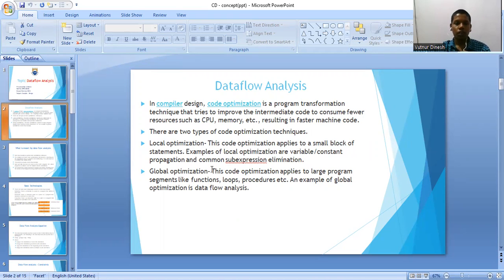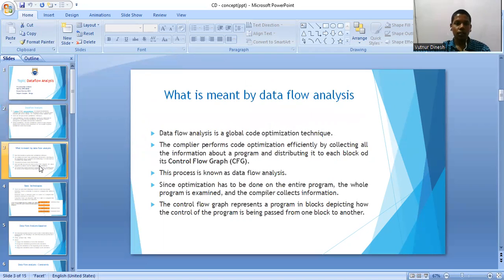Global optimization. This code optimization applies to large program segments like functions, loops, procedures, etc. An example of global optimization is data flow analysis. What is meant by data flow analysis? Data flow analysis is a global code optimization technique.